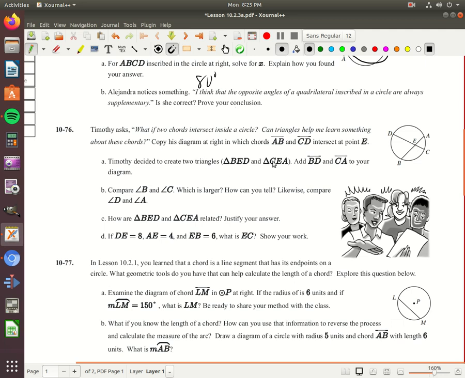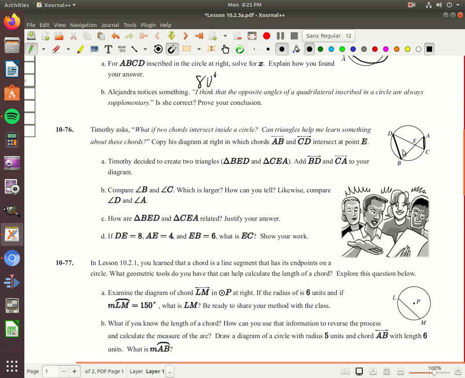Timothy decides to create two triangles. So he goes over here and he says, all right, well, let's make triangle BED and triangle CEA. So he finishes those off. It says add those to your diagram, which I just did.